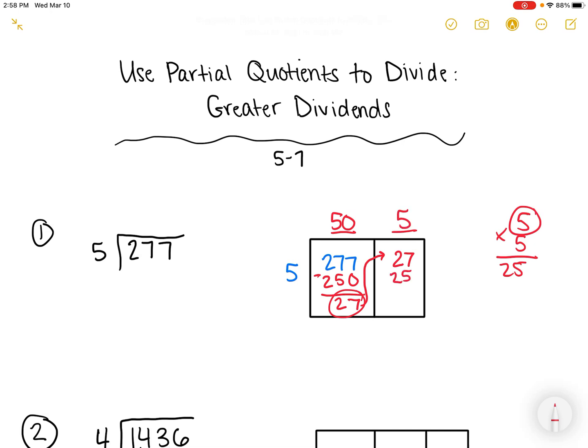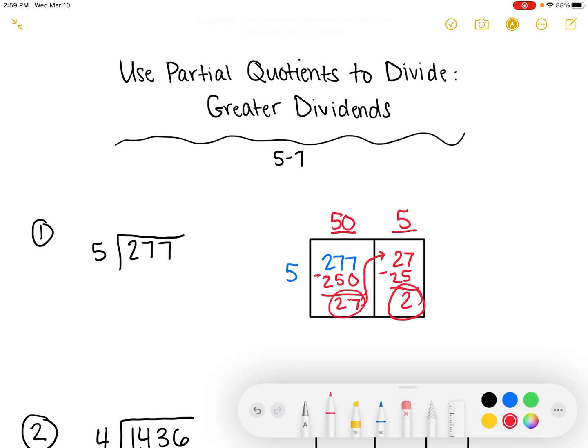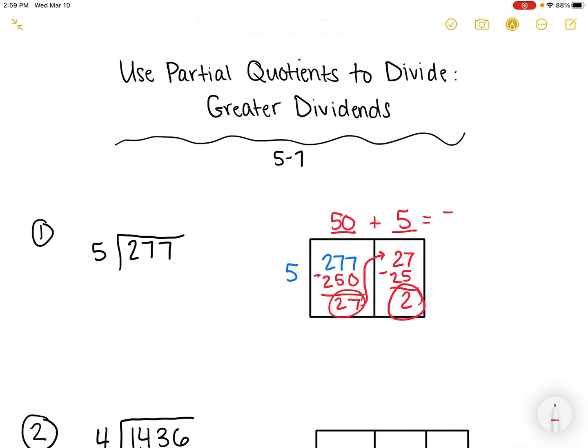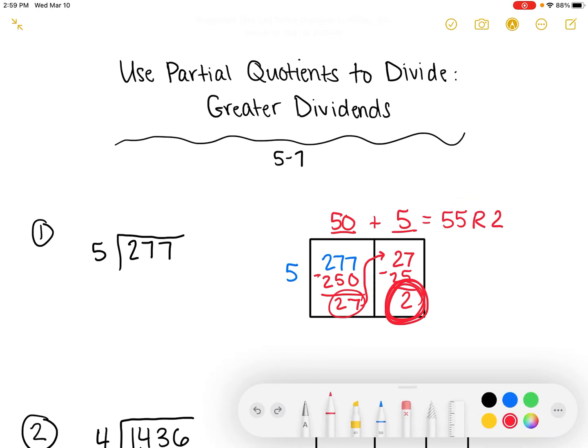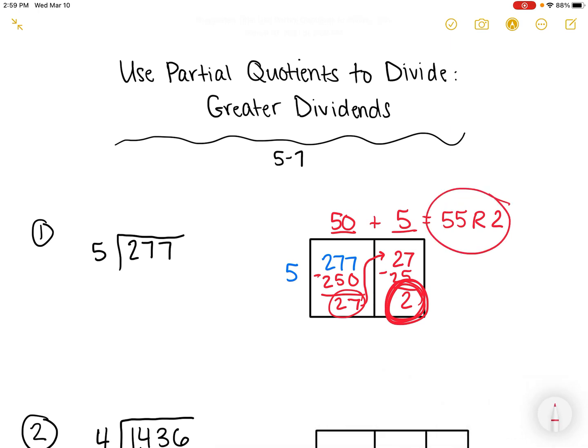So 5 times 5 is 25. Now I subtract. 7 minus 5 is 2. 2 minus 2 is 0. So I actually have 2 left over. So now let's find our answer. So I have 50 plus 5, which gives me 55. And since I have 2 left over, this is like a remainder. So 55 remainder 2 is my answer. I have 55 and 2 left over. So 277 divided by 5 is 55 remainder 2.